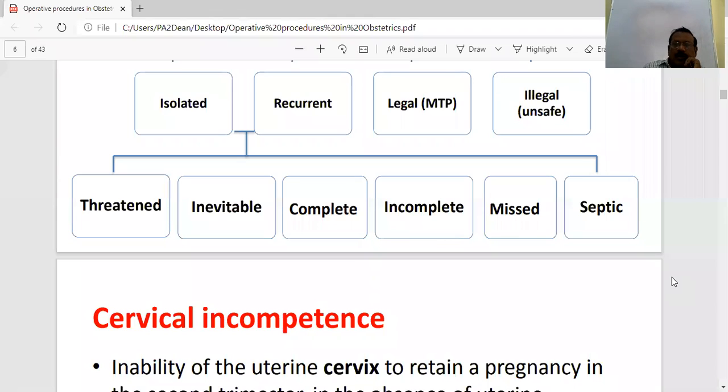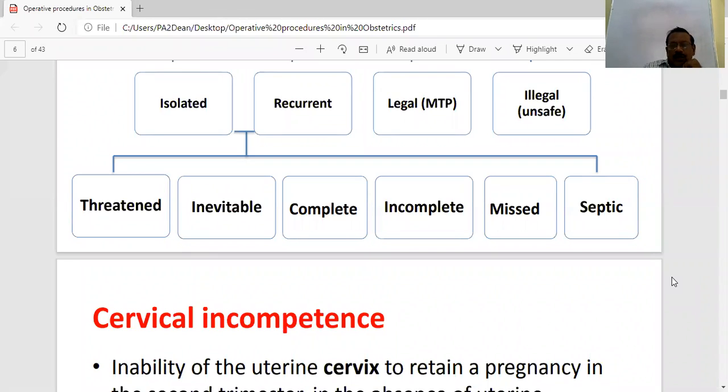Missed abortion: the fetal heart will be absent, and the products of conception will be retained, attached to one of the corners or walls of the uterus. That's called missed abortion.